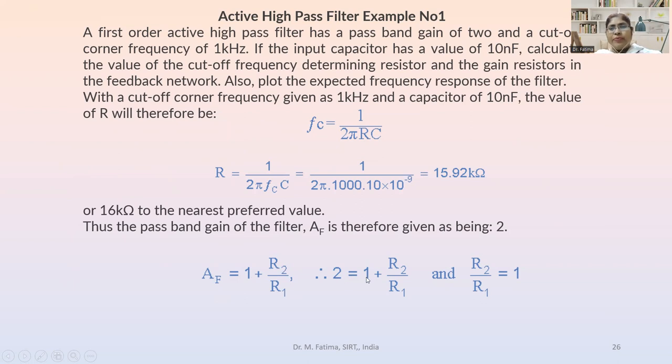See here it is written. So if I take 1 towards the left hand side, this is equal to R2 upon R1 equal to 1. That is, the value of R2 equals R1. If I take R1 equal to 10 kilo ohm, then the value of R2 will also be 10 kilo ohm. So we have to take the same value of R1 and R2.